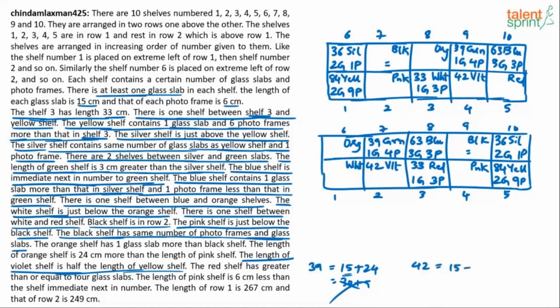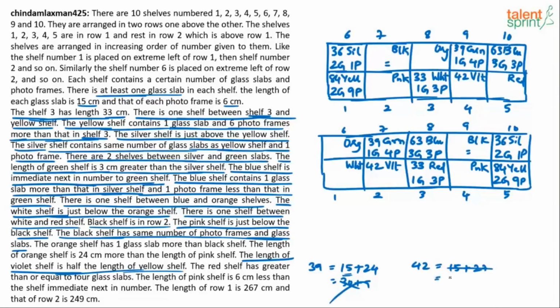It can be taken as 15 plus 27. Yes or no? 15 plus 27 is 42. But this doesn't work because 15 is one glass slab, and 27 will not give us integer photo frames, right? It is 4.5 photo frames. So this is ruled out.